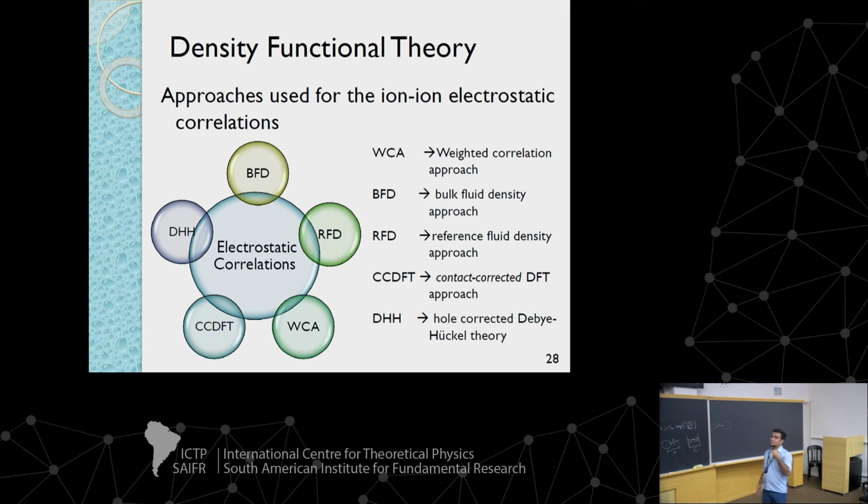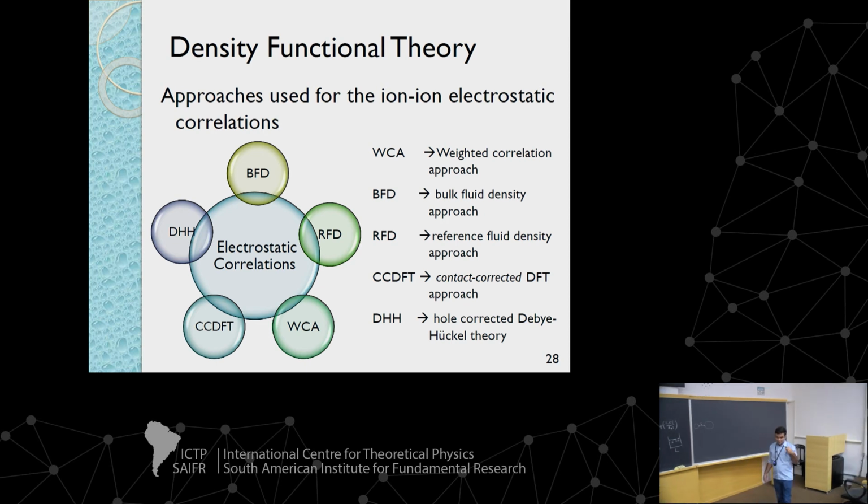And also to account for electrostatic correlations, we have many different approaches proposed in the literature. So if you see many different DFTs, they are different because of those different approaches. Okay. We need to express these functionals. So there are many different approximations that are proposed in the literature.